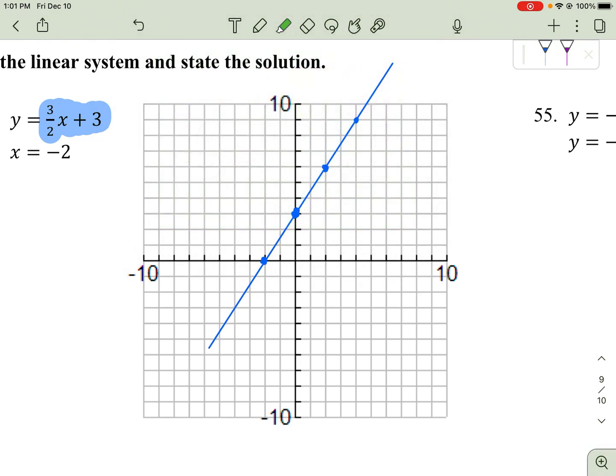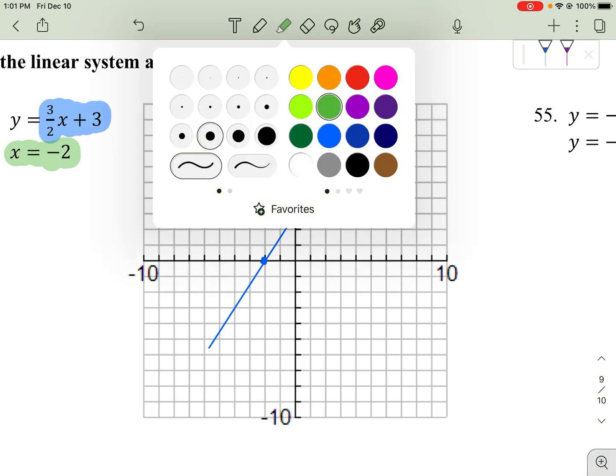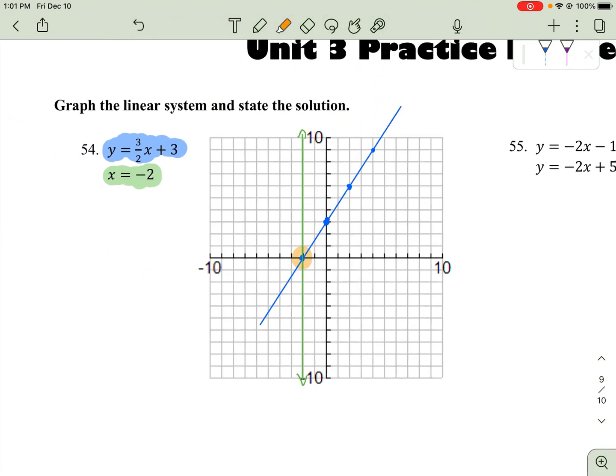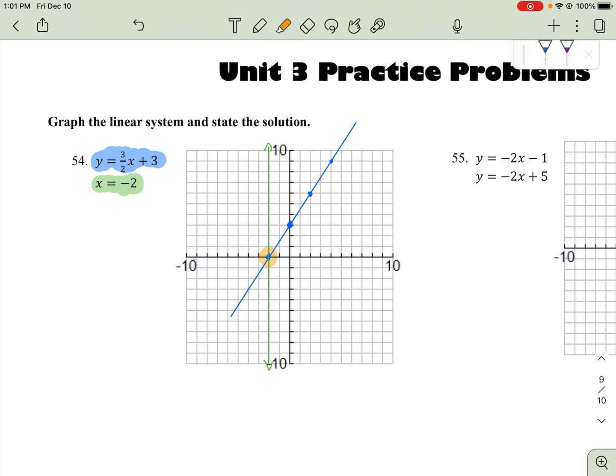Our second line is x equals -2. So x equals -2, hopefully you know, is a vertical line at x equals -2. So that's going to go this way like this. And luckily for us, we already have our intersection point there, which is this point right here. So our solution is (-2, 0). So that's the solution to the system.